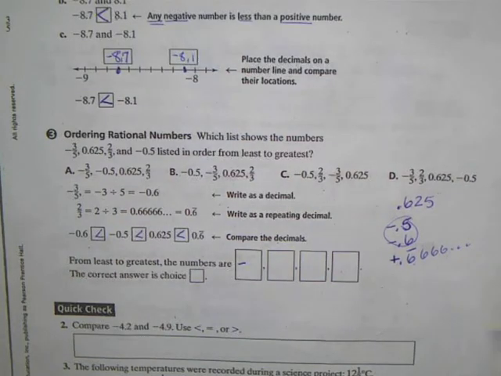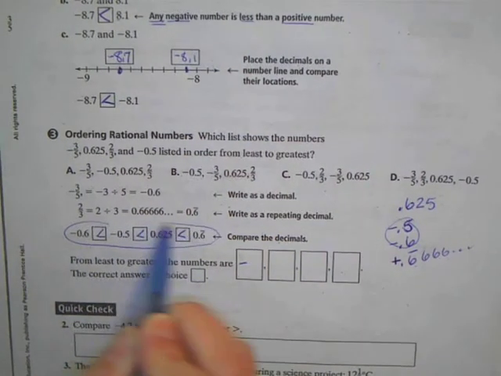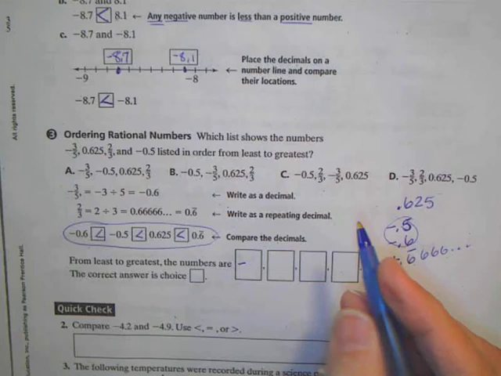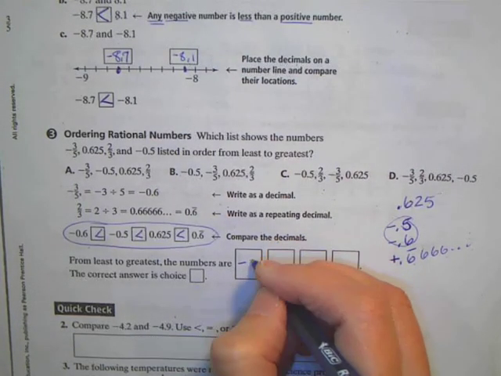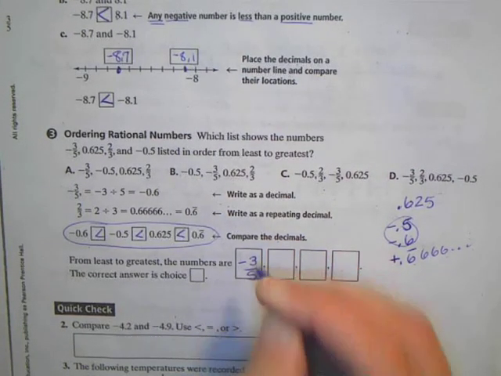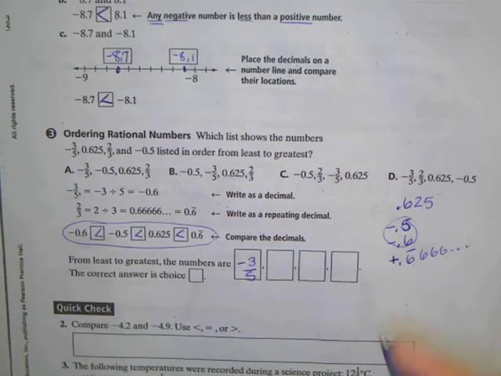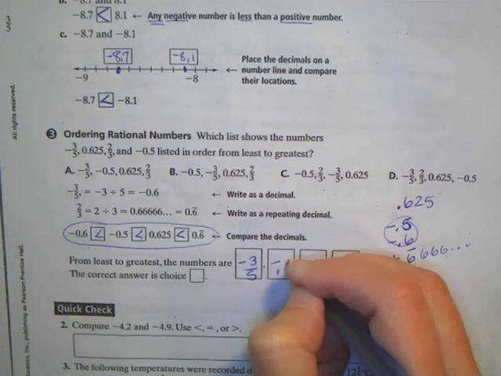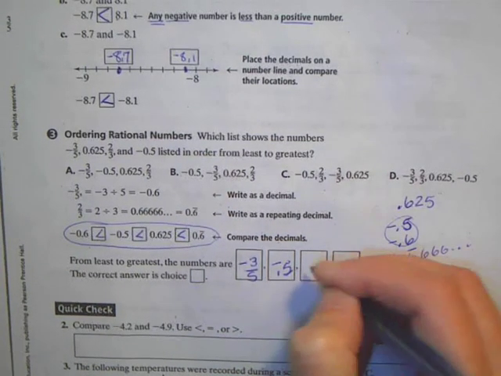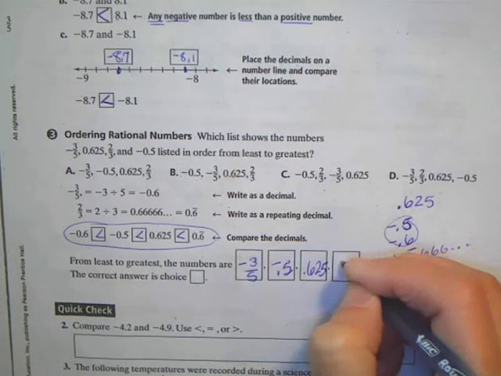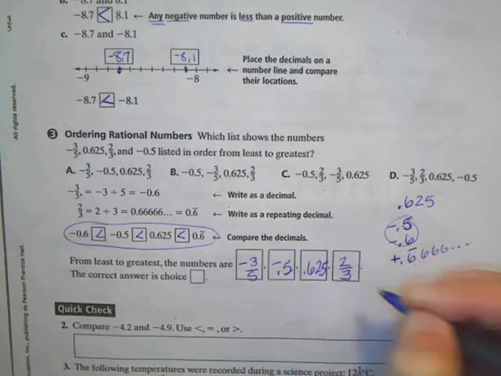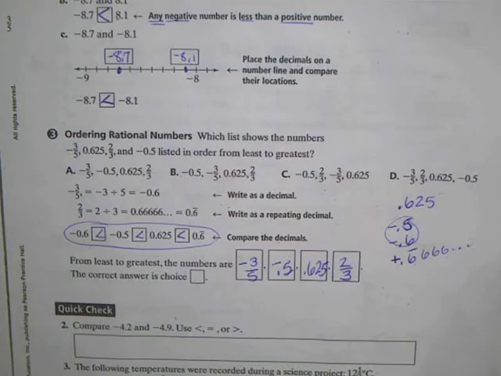So here are my decimals, and now I need to go back and line them up with my numbers. From least to greatest, the numbers are negative 3/5, which is the equivalent of negative 0.6, negative 0.5, 0.625, and 2/3. So the correct answer choice is answer A.